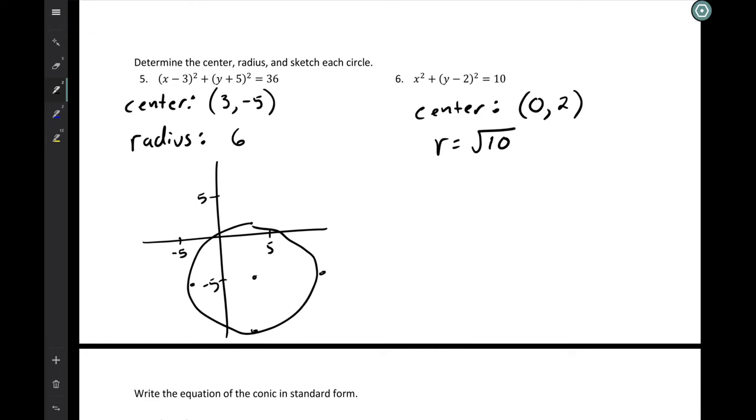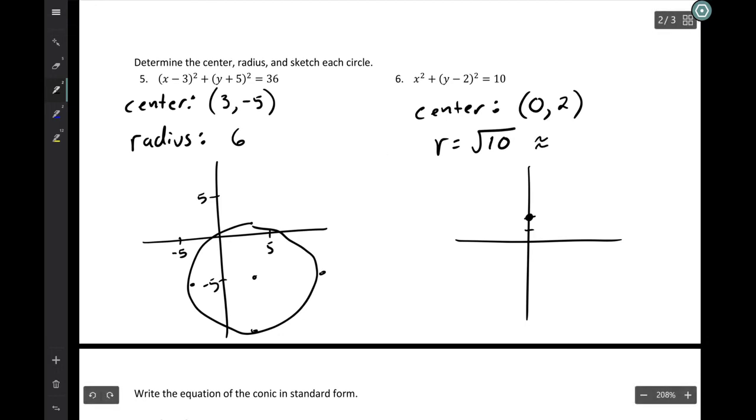So let's go through and do a nice little graph of this. So first graph here, center, so 0, 2, so go up 2. And then r is the square root of 10, this is approximately 3 point something. Okay, so it's a little bit bigger than 3. So let's go 1, 2, 3, put a point. 1, 2, 3, put a point, and again on each side. And that right here is a circle that's good enough. Again, it's a perfect circle that I just drew there.